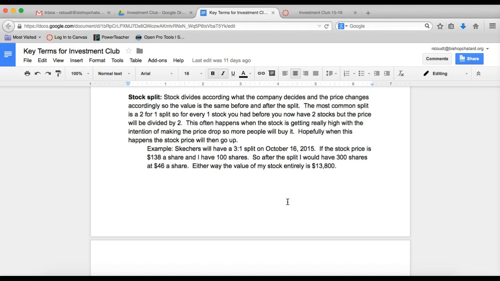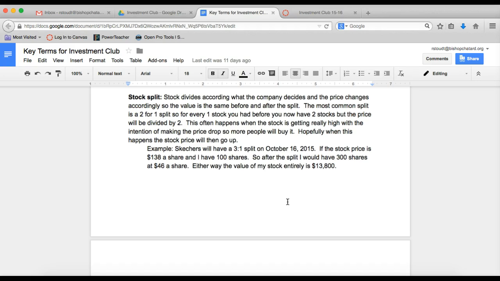But now the stock price will be divided by 3. So I'll take 138 divided by 3, which is $46 a share. Either way, if you multiply it out, before the split, I had 100 shares at $138 a share, so 138 times 100 gives you 13,800. After the split, I have 300 shares at $46 a share, so 300 times 46 is 13,800. It doesn't make a difference either way.